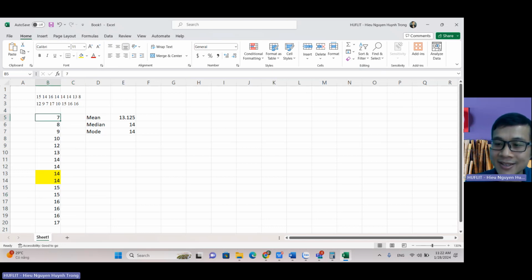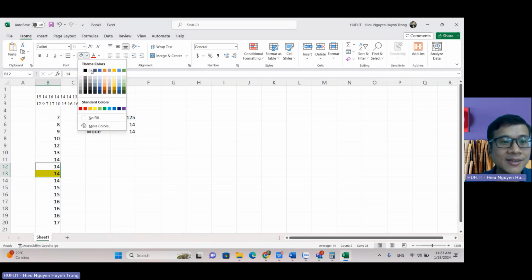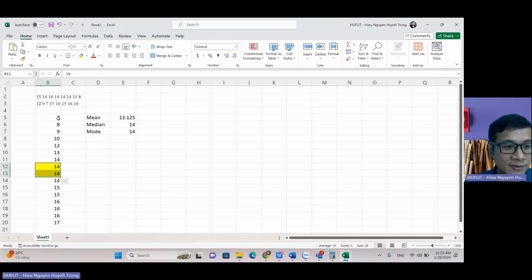Let me check how many data points are there below 14. 1, 2, 3, 4, 5, 6, 7, 8. Okay, sorry, the median should be here, not there. 1, 2, 3, 4, 5, 6, and 7. How about this? 1, 2, 3, 4, 5, 6, 7, 8. So I guess that 14 will be at this level. We have to double check everything. 1, 2, 3, 4, 5, 6, and 7. Good.